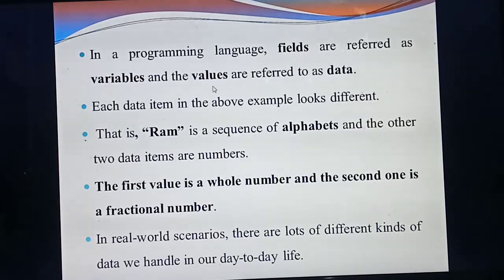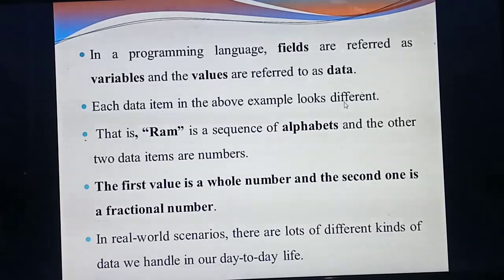For example, Ram, 15, then 85.6, those are the values, isn't it? The other name of values is data. Important one more question, mark it. In the programming language, the field is referred to as what? Variable. And what's the other name of values? Data.